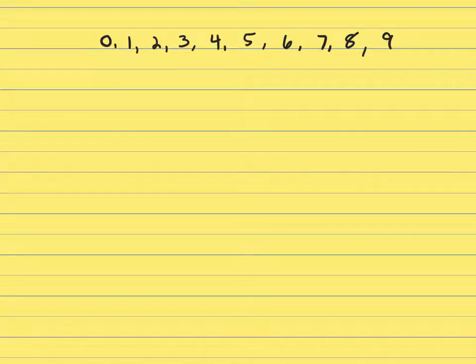Before I do this problem, I want to talk about the fundamental counting rule. The fundamental counting rule says if you have m ways to do something and you have n ways to do something else, you have a total possibility of m times n. So if you have 6 shirts and 3 pair of pants, you have a total of 18 outfits.